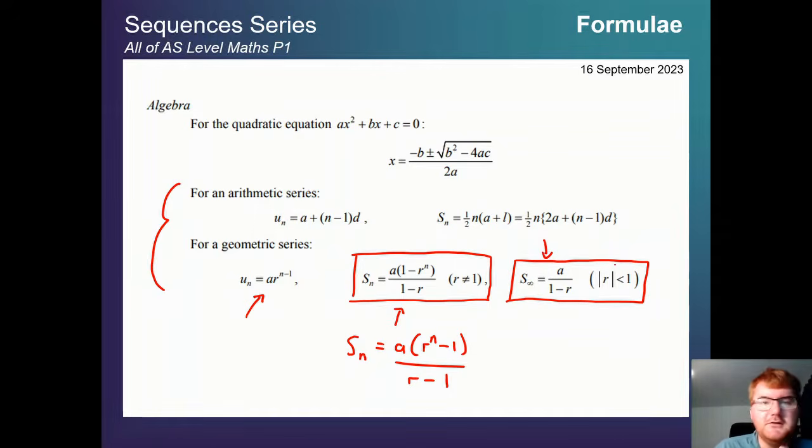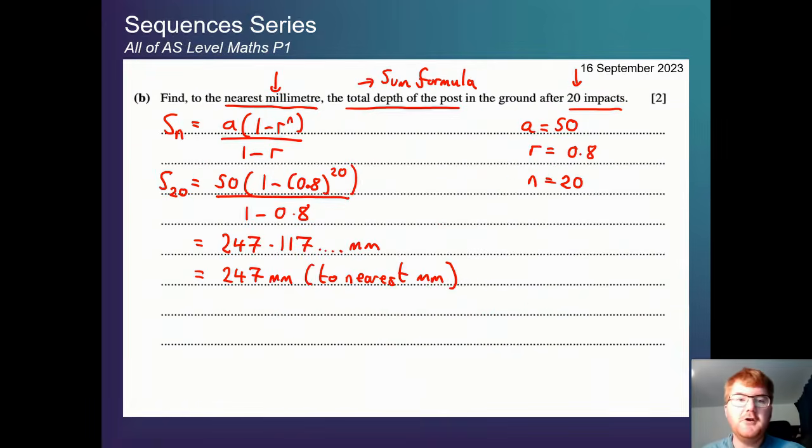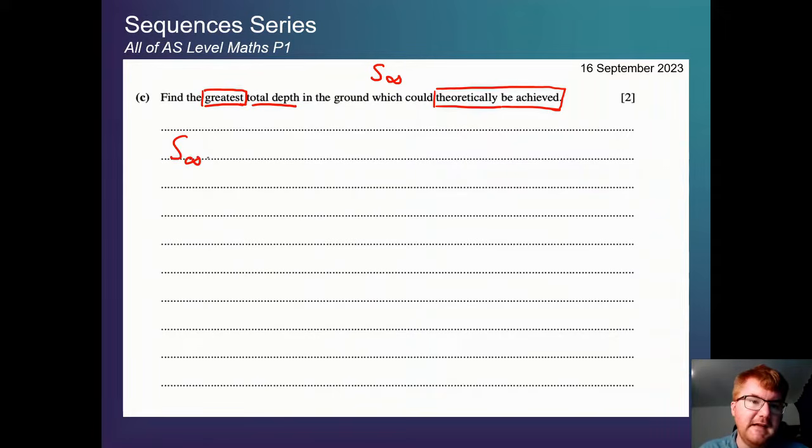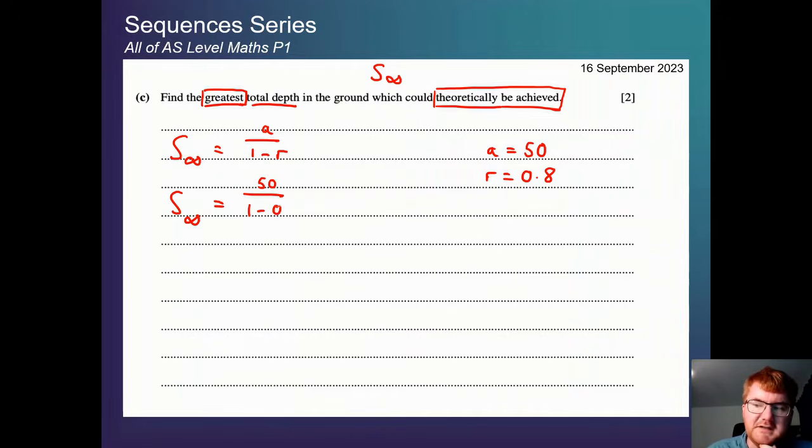And notice the magnitude or the modulus of r needs to be less than 1. Notice in this question, we have r is 0.8, so that does fit the condition. Therefore, we are allowed to use that formula. So I'm going to copy it across. So S infinity is equal to a over 1 minus r. And notice again, we've got a is equal to 50. Again, double check these things in the exam. r is equal to 0.8. So we pop it into our formula. So we have 50 over 1 minus 0.8. And then that's equal to 250 millimetres, which is our correct answer.